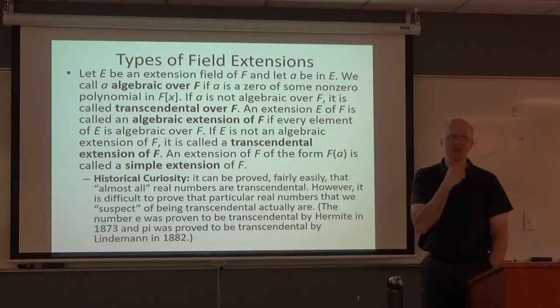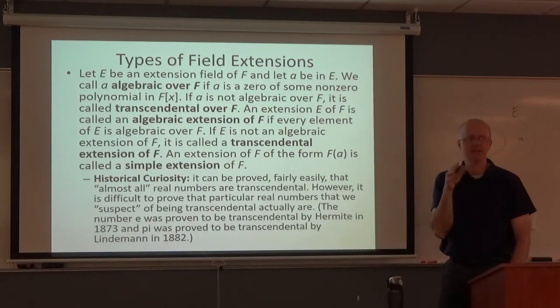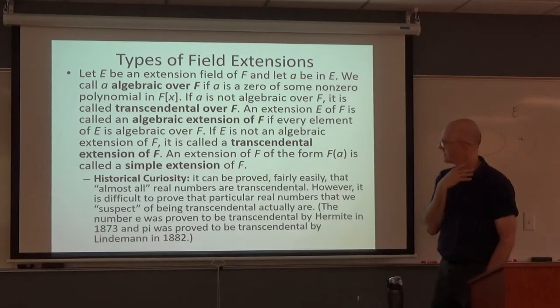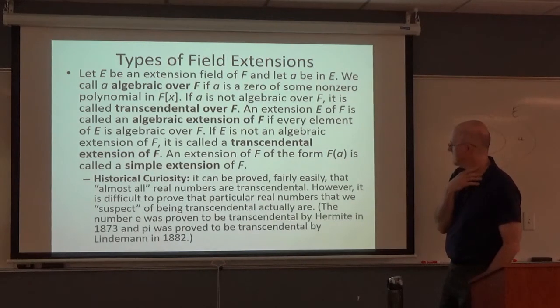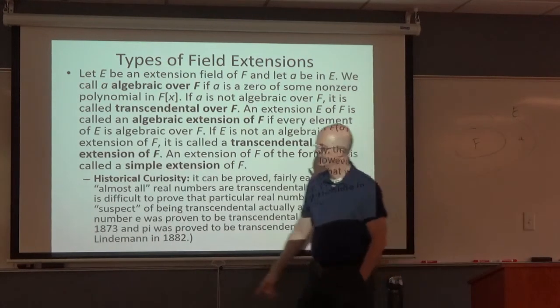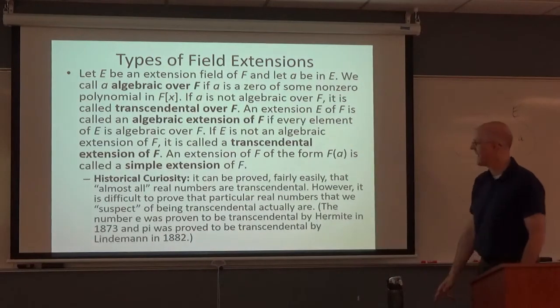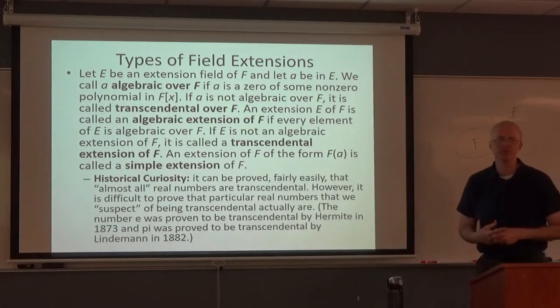So the book says Euler first thought of this idea of algebraic versus transcendental in the 1700s. It took about 100 years, into the 1800s, till the number e was proven to be transcendental by Hermite in 1873, and pi, probably should have put the symbol pi there, was proved to be transcendental by Lindemann in 1882.